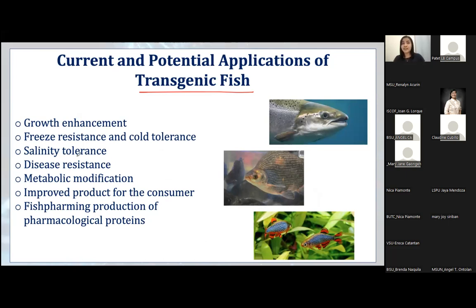Salinity tolerance, siguro naririnig na ninyo, may mga tilapia daw someday na pwede nang i-breed sa seawater. Disease resistance, metabolic modification, improved product for the consumer. Of course, wild type, maliit lang yung fillet niya. Yung mga improved fish, malalaki yung fillet. Fish farming, okay? Fish farming, ibig sabihin dito, we are getting potential bioactive compounds which can be used in the pharmaceuticals. Kaya tinawag siyang fish farming. Pharmaceutical products from fishery products.